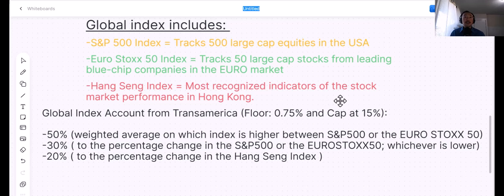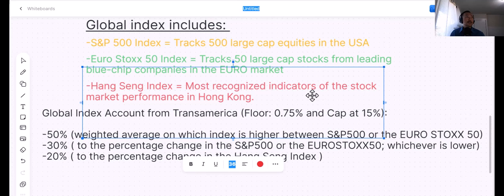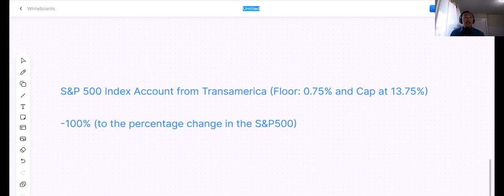So now that you know what the global index is made of, let's explore the differences between linking to the S&P 500 versus the global. The second index you can link your cash value to is the S&P 500. If you link your cash value to the S&P 500, then 100% of the rate of return will come from the rate of return of the S&P 500 for that segment, or for that year. The pro and downside of linking to the S&P 500 is that the floor is at 0.75% and the cap is at 13.75%. So let's see what it looks like using real rates of return going back to the year 2002.